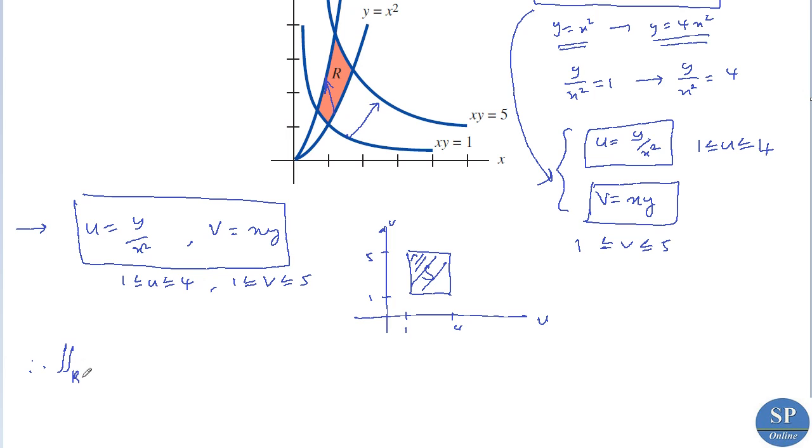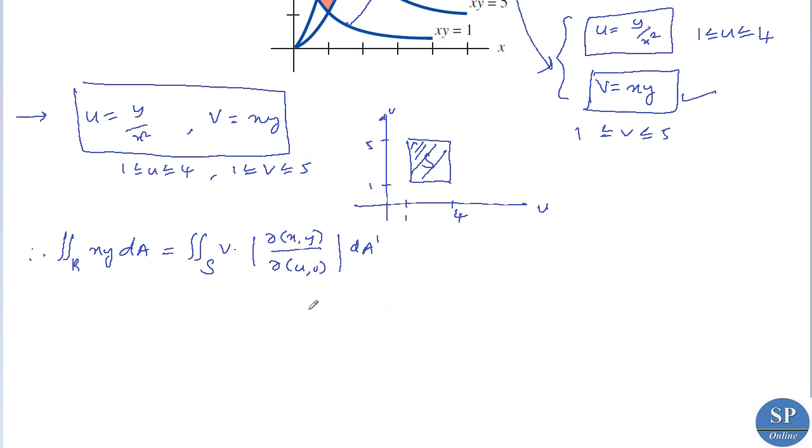Therefore, the double integral over R of x into y dA can be written as the double integral over S in the UV plane, where xy is replaced by v, so v into modulus of dou xy divided by dou uv into dA dash, where S is this rectangle, which is the image of R in the UV plane. The limits of S are U varies from 1 to 4 and V varies from 1 to 5, and now we need to find dou xy divided by dou uv.